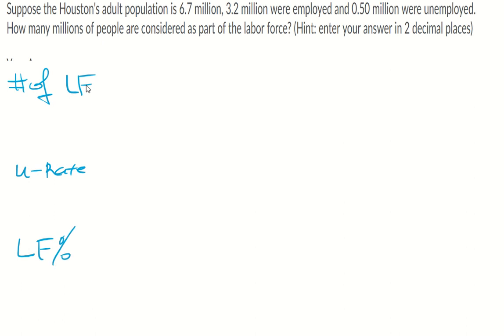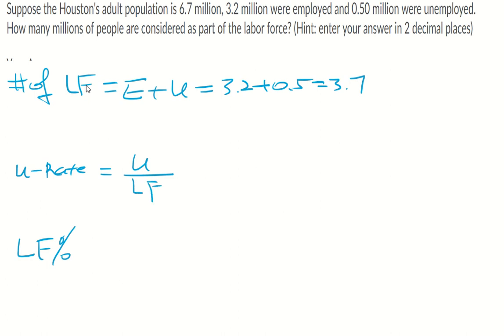Okay. So to find the labor force, just take your employed plus unemployed, that's your labor force. For this question, that will be very simple. It's 3.2 employed plus 0.5 unemployed, so the labor force is 3.7. And then to find the unemployment rate, this is your unemployed divided by labor force. So unemployed is 0.5 divided by 3.7, our labor force.